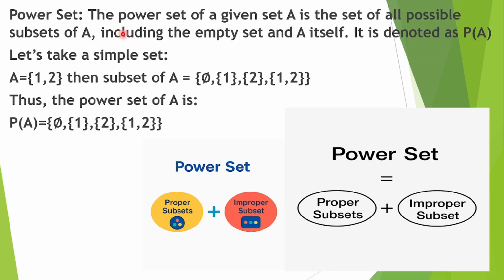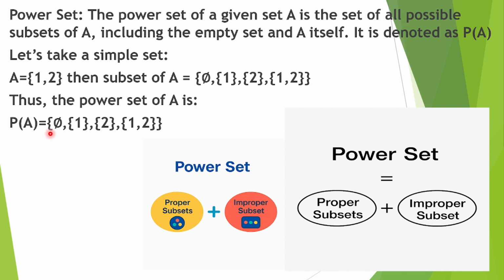Power set. The power set of a given set A is the set of all possible subsets of A, including the empty set and A itself. It is denoted as P(A). Let's take a simple set, for example A is equal to {1, 2}. Then the subsets of A are empty set, {1}, {2} and {1, 2}. Thus the power set of A is empty set, {1}, {2} and {1, 2}. That is the four subsets. So the power set is equal to proper subsets and improper subsets.